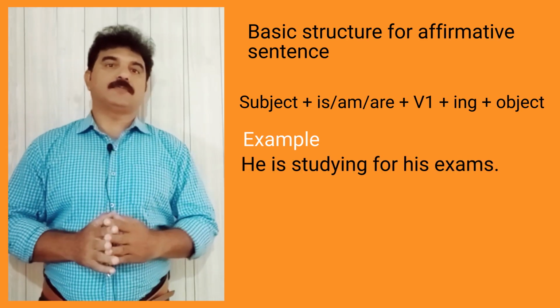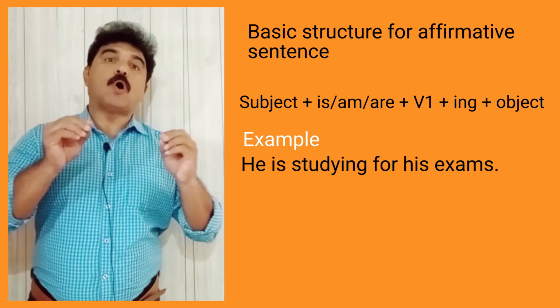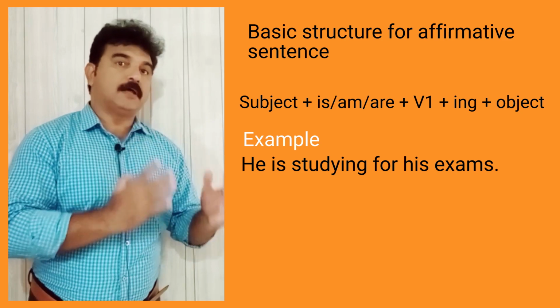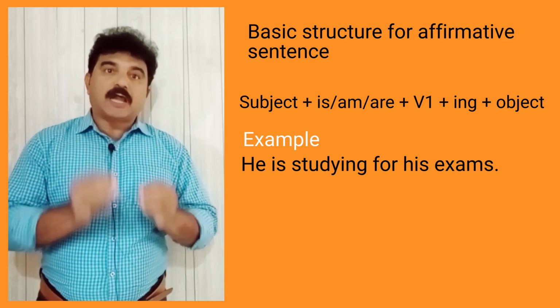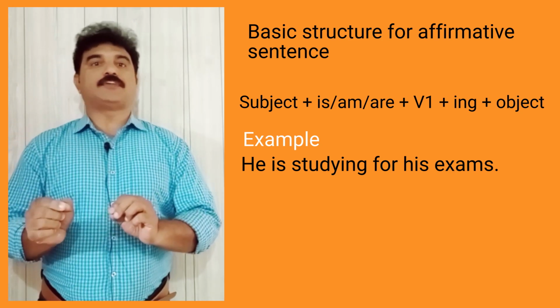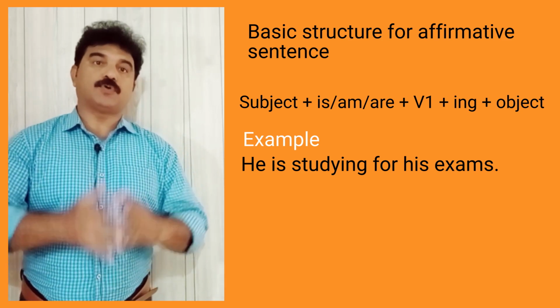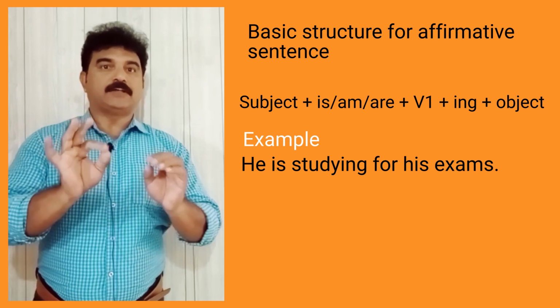So in this sentence, he is the subject. Is, of course, as all of you know, is an auxiliary verb which is very much part and parcel of the present continuous tense or present progressive tense. And then studying: study is the V1 form of the verb and ing is added, so it becomes studying. For his exams becomes the object. So he is studying for his exams. That is the first sentence.